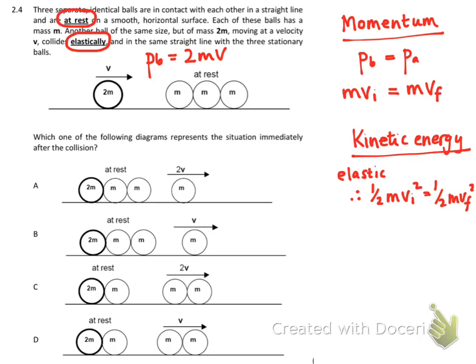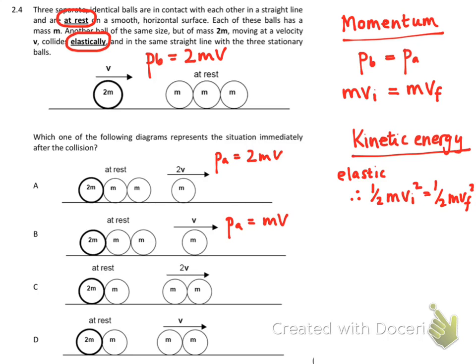All right. Let's have a look at the momentum before. We've got an object of mass 2m and velocity v. So the momentum before must be 2mv. And because of the law of conservation of momentum, the momentum after must also be 2mv. So let's go through each option. A, the momentum is 2mv. We've got a mass of m and a velocity of 2v, so that gives us 2mv. So A is an option.